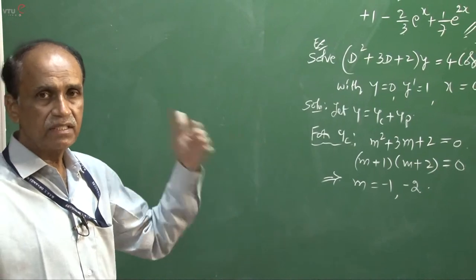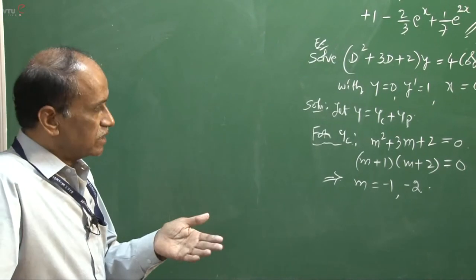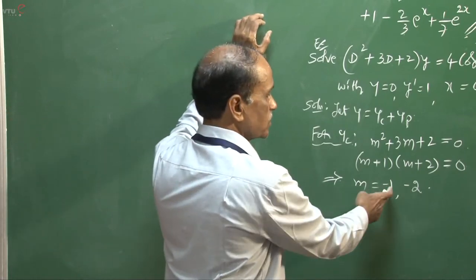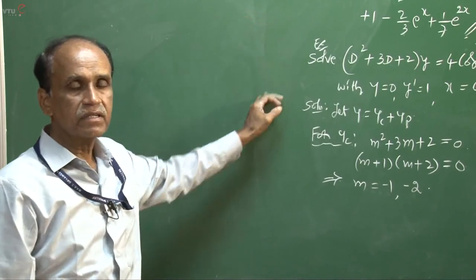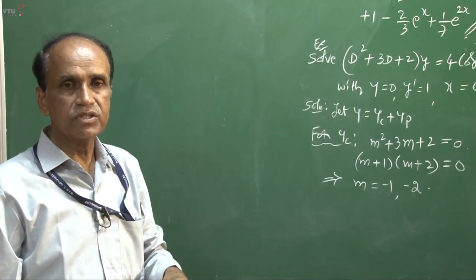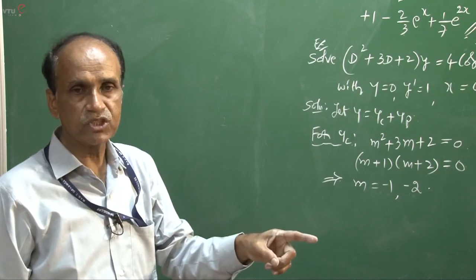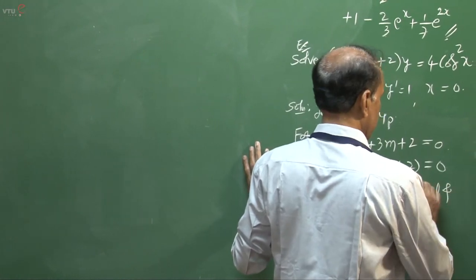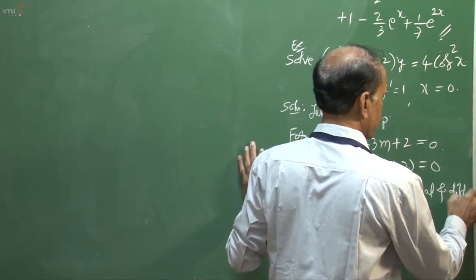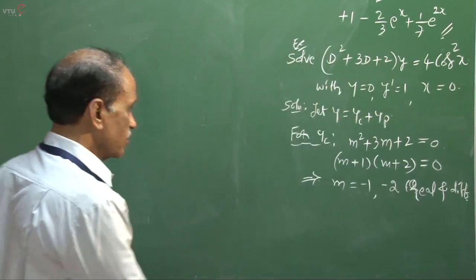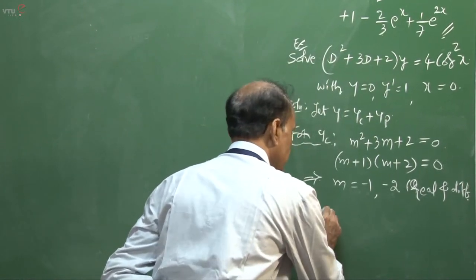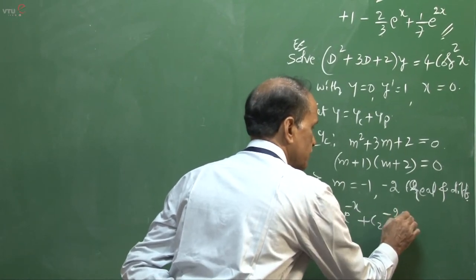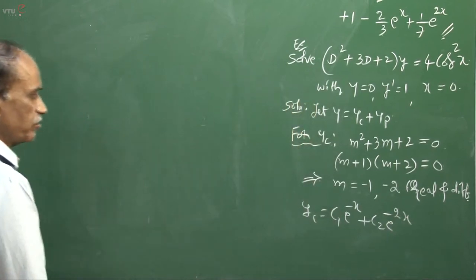What kind of roots do these values represent? I hope you can understand. You can immediately write that statement: roots are real and different. Roots are real means these two numbers are in the real number system, and they are not equal to each other, since minus 1 is not equal to minus 2. Therefore, these are real and different. Therefore, we can write the complementary function yc is equal to c1 e to the power minus x plus c2 e to the power minus 2x. That is the complementary function.